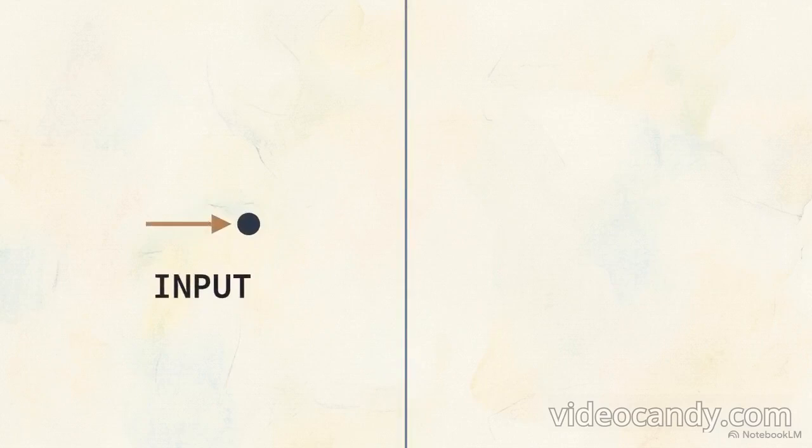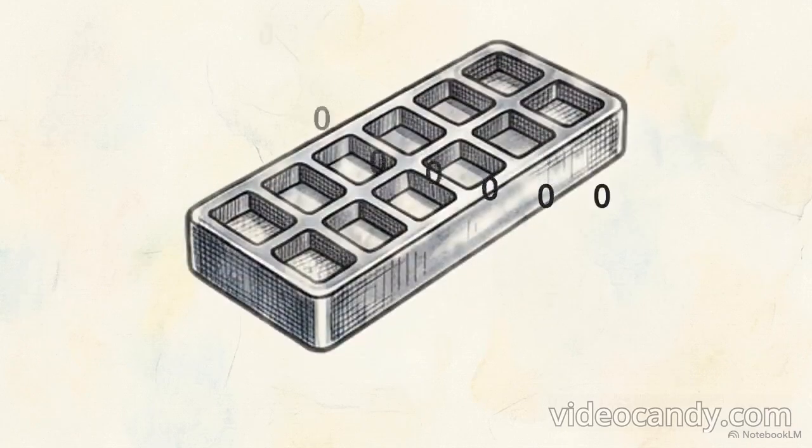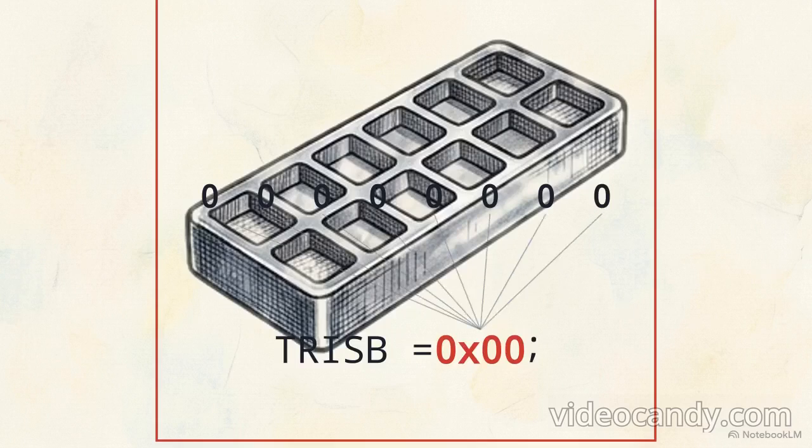The universal rule for TRIS configuration is simple. Setting a specific bit to 1 turns the corresponding pin into an input. Clearing the bit to 0 forces the pin to act as an output. Since our traffic LEDs only receive voltage and don't send data back, we must explicitly configure the entire TRIS-B block as an output line. We do this with a single hexadecimal initialization command in our C code, TRISB equals 0x00.